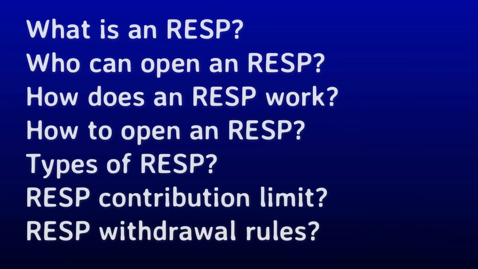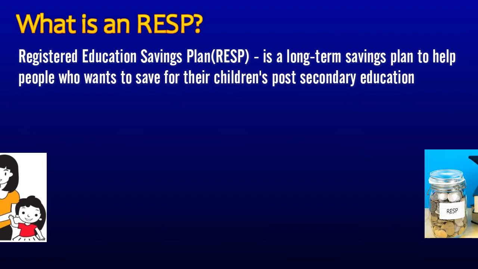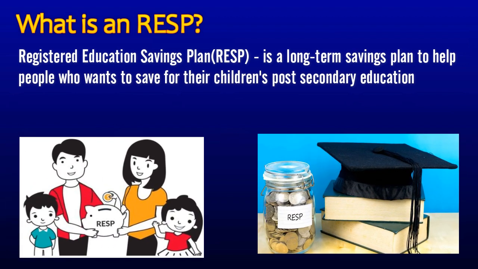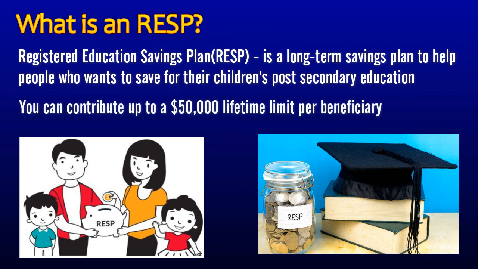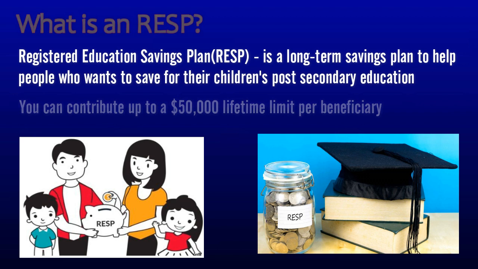In today's video, we'll discuss what is an RESP, who can open an RESP, how does it work, how to open an RESP, how many types are there, RESP contribution limit and withdrawal rules. What is an RESP? RESP is a registered education savings plan. It's a long-term savings plan to help people who want to save for their children's post-secondary education. You can contribute up to a $50,000 lifetime limit per beneficiary.